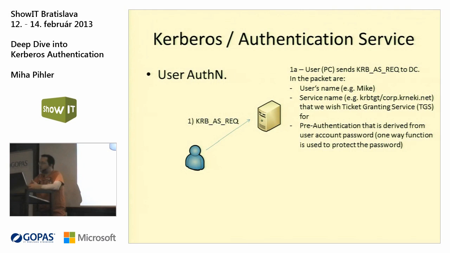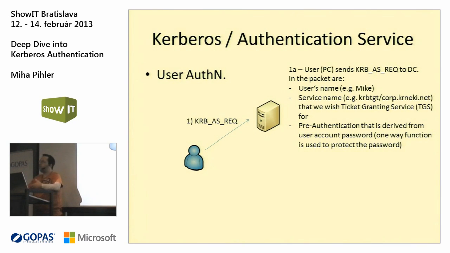I will tell the server what service I'm trying to reach. It's krbtgt on corp.kernake.net, that's my domain. So I'm trying to reach the Kerberos ticket granting ticket service in this domain. And yeah, that's what we want to reach. And there is pre-authentication that is derived from my user account password. So I entered my password. The password was put through the one-way function, and it was attached to this ticket.